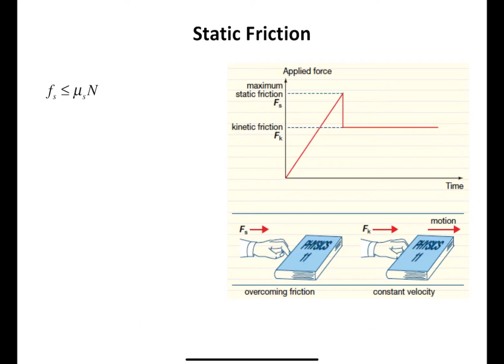Friction. We're going to look at friction next week in more detail. There are two types of friction: one is kinetic, one is static. We'll also do an experiment next week on friction.